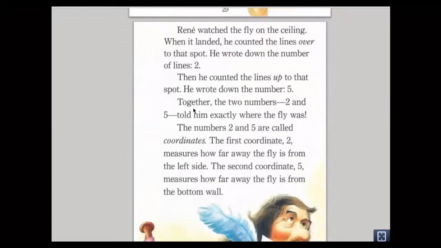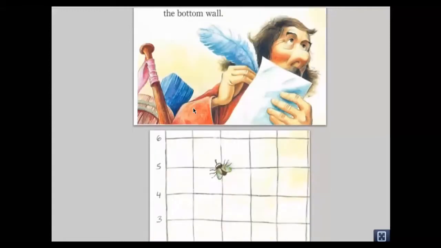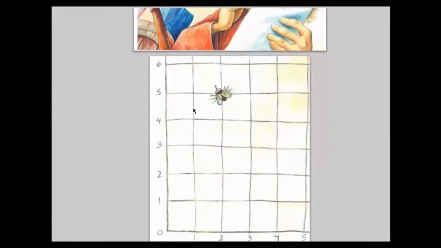René watched the fly on the ceiling. When it landed, he counted the lines over to that spot. He wrote down the number of lines, 2. Then he counted the lines up to that spot and he wrote down the number 5. Together, the two numbers 2 and 5 told him exactly where the fly was. The numbers 2 and 5 are called coordinates. The first coordinate, 2, measures how far away the fly is from the left side. The second coordinate, 5, measures how far away the fly is from the bottom wall. So you can see the fly flew over 2, and up 5.